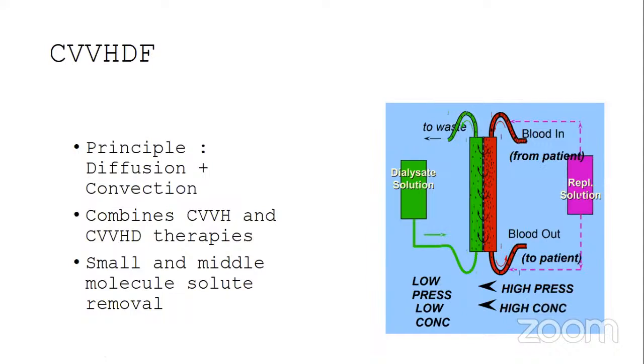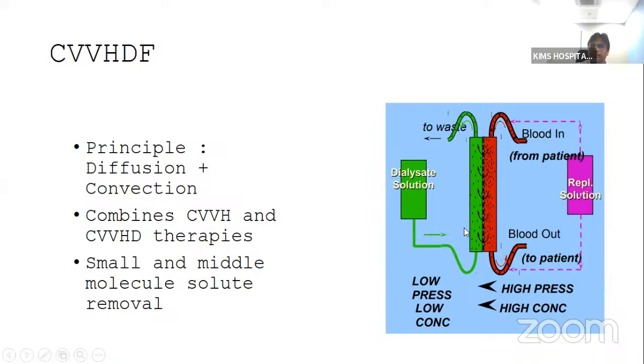So this is CVVHDF, where we are doing the dialysis as well as hemofiltration. So there will be a combined mechanism, diffusion as well as convection. Here we can see that blood is flowing through the filter along with the dialysate flow. The dialysate flow is entering in a counter current mechanism, and here the principle of diffusion is occurring, that is the movement of solutes from higher concentration to the lower concentration. As it is a counter current flow, this diffusion is happening throughout.